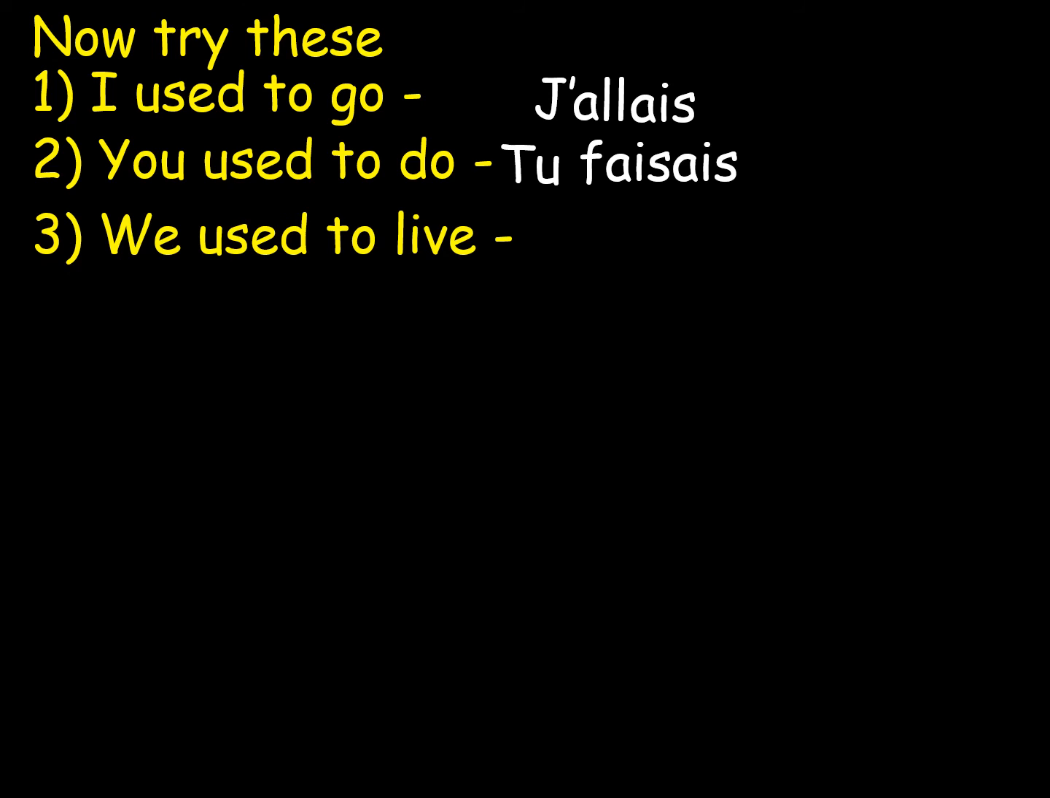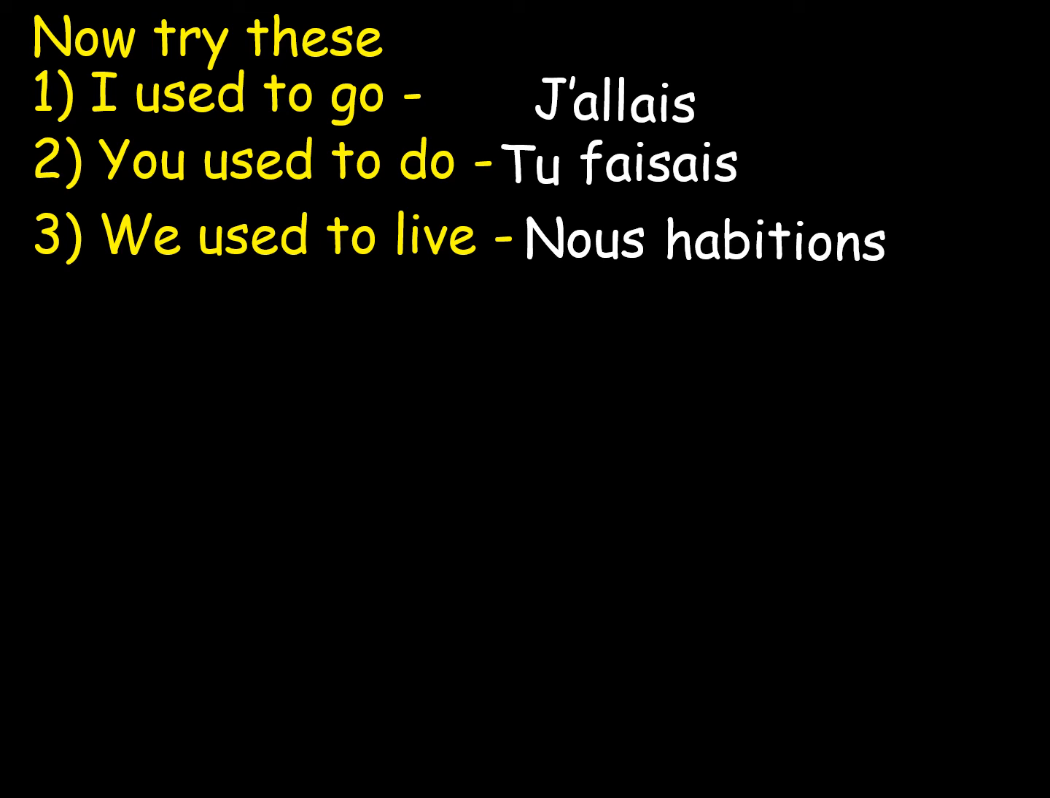Number three, we used to live. So the first thing we need to do is find out how we say just present tense we live, which is habitons. So that's the first thing we do, and then to find our stem we take off the ONS and we're left with habit. And then we add in the word we, which is nous, and the ending, which is IONS. So think about that for a minute.